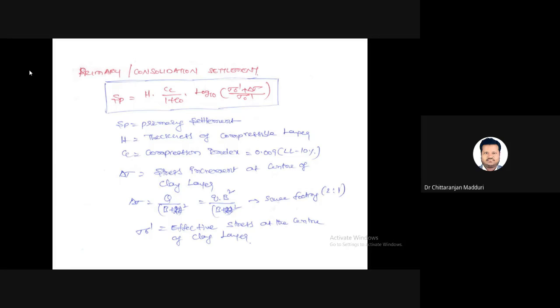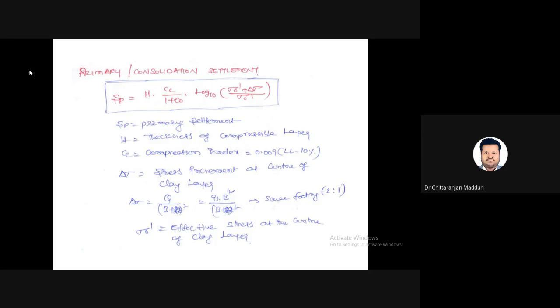So generally consolidation settlement is found for undisturbed, submerged soil, that is, in the field. So generally we will find this consolidation settlement in the field, so it is an undisturbed soil mass. So we need to use this equation, 0.009 into liquid limit minus 10%. Sometimes in a problem Cc will not be given directly, liquid limit will be given. By using this compression index equation, we should find out the compression index from the liquid limit. Sometimes it may be given directly in the problem.